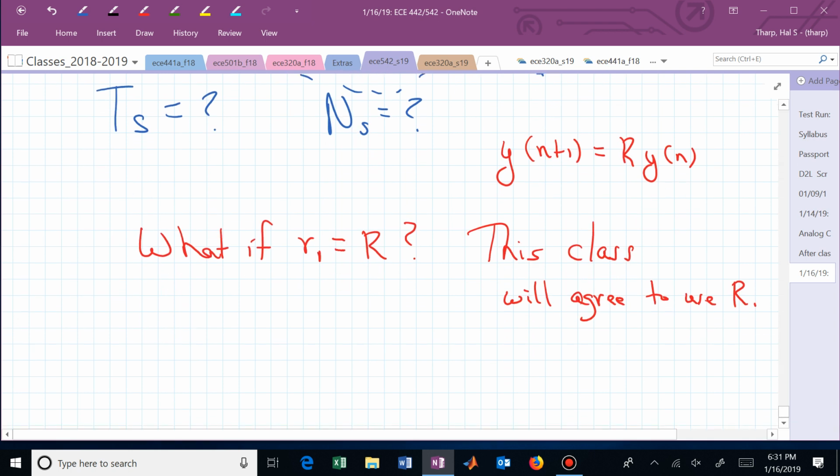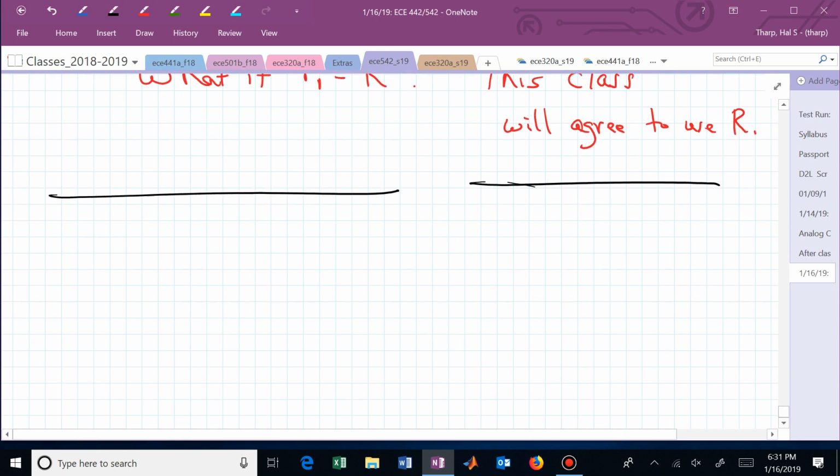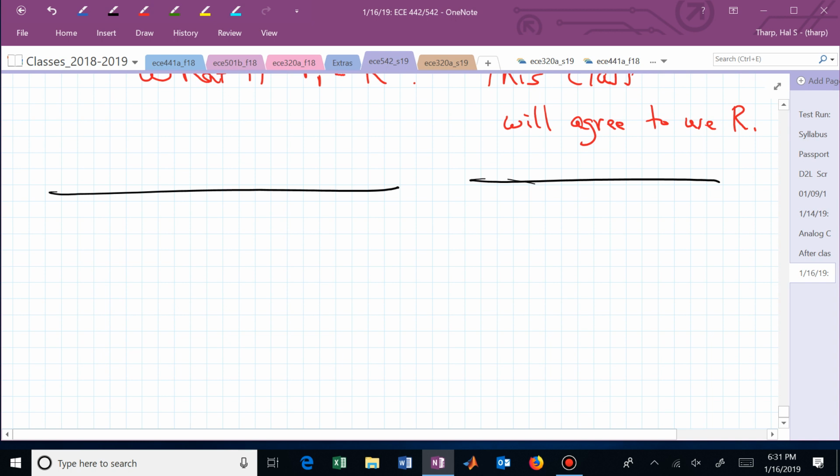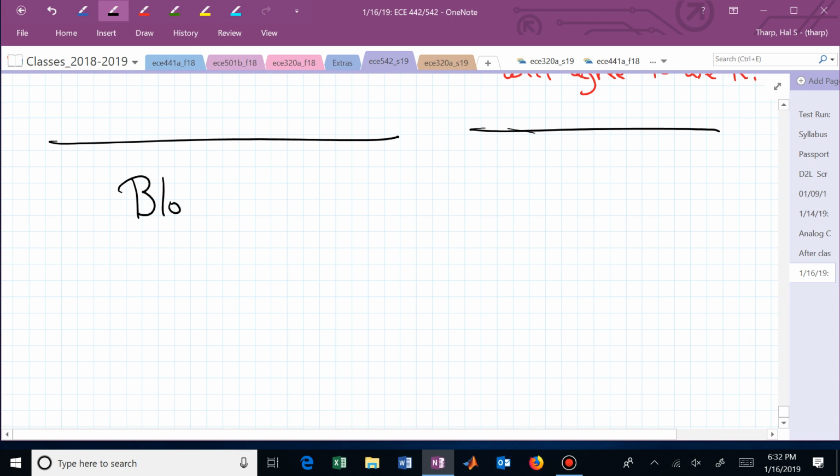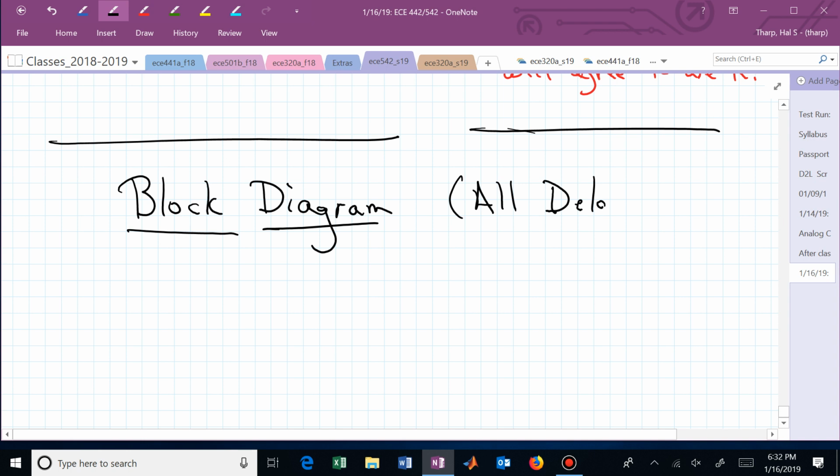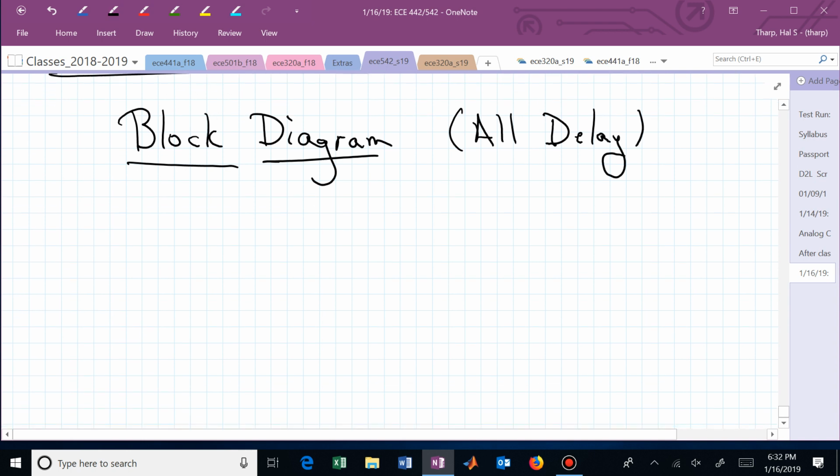Other questions on settling time? Now you know how to compute the settling time or find infinity for a stable system. Let's now look at block diagrams, and in particular, block diagrams associated with difference equations.